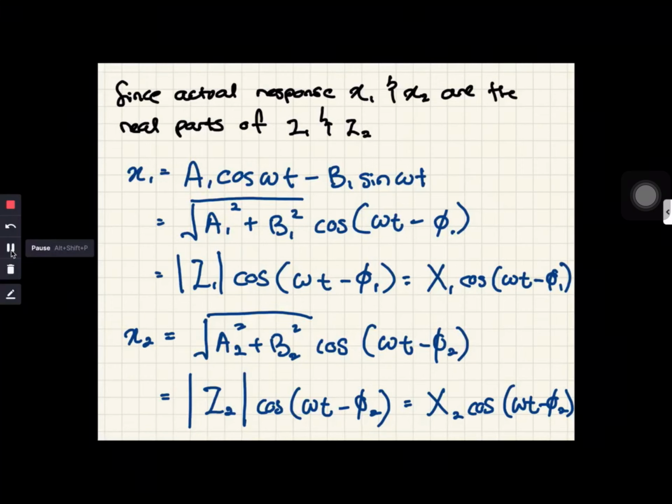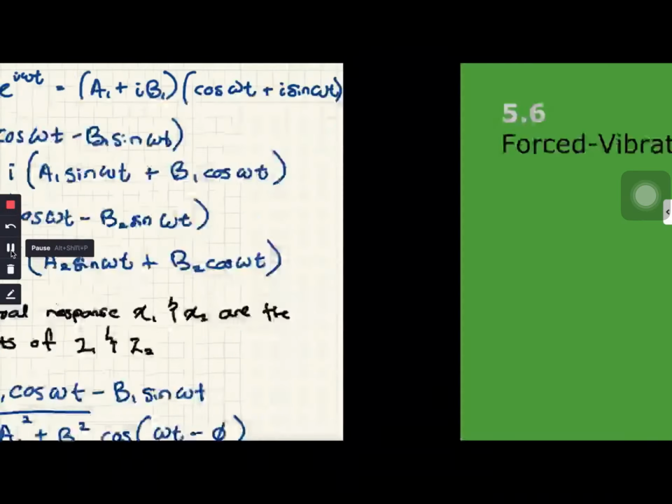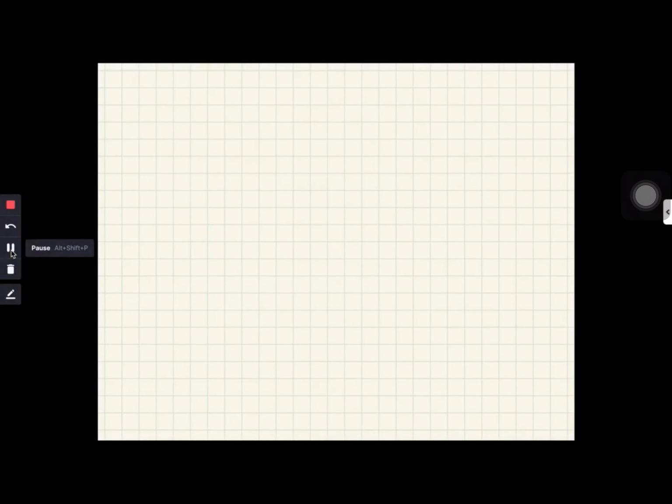And we put phi 1 and phi 2. So tangent of phi 1 is equal to B1 over A1, and tangent of phi 2 is equal to negative B2 over A2. Okay, so to solve for everything, we put everything into perspective.